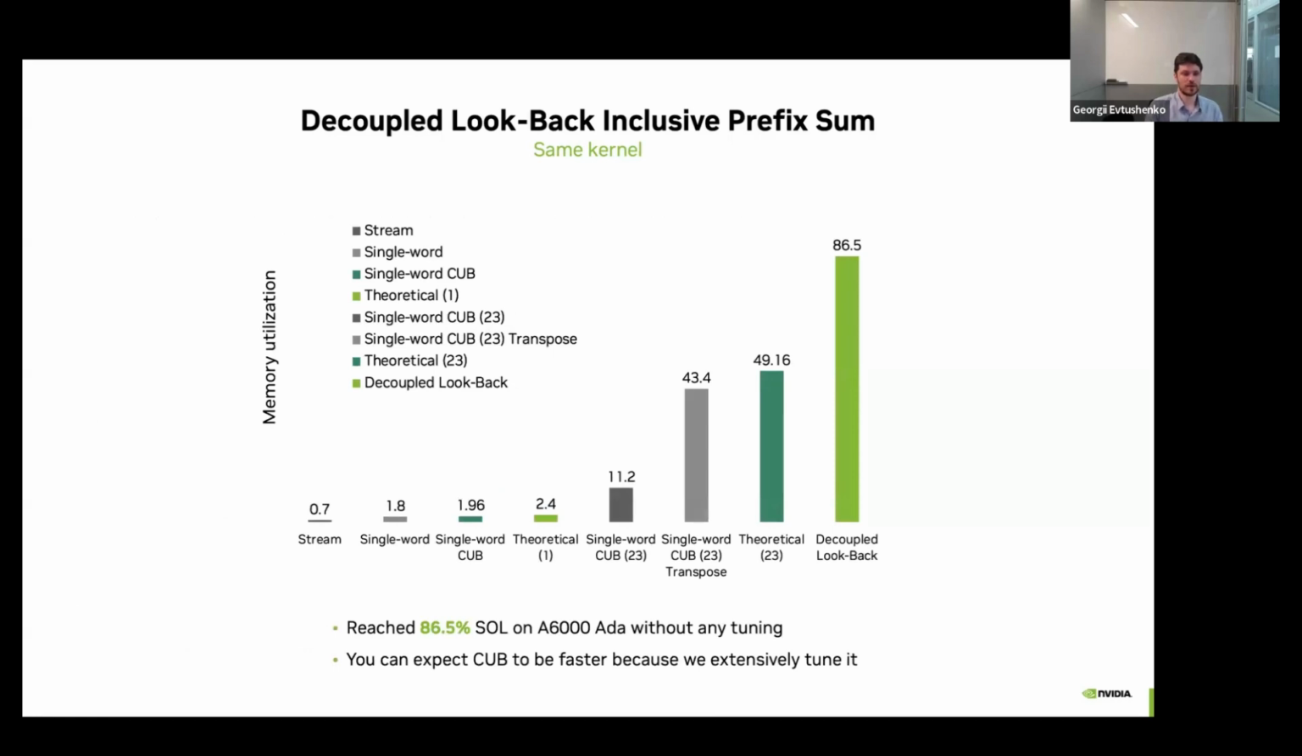Here's the performance of the final kernel. All we did was replace the chain scan part with decoupled lookback. With this change, we finally managed to achieve 86% bandwidth, which is about twice as fast as our best take on stream. If you now compare our solution with CAP, you'll see that CAP is still faster. But why is that?